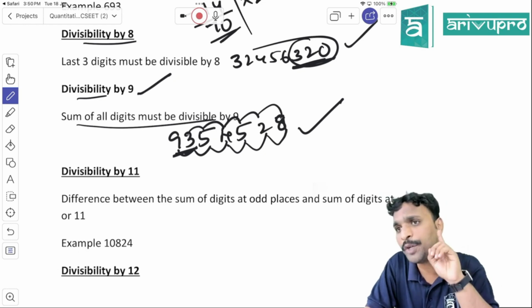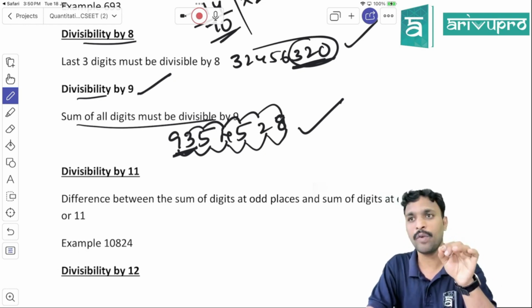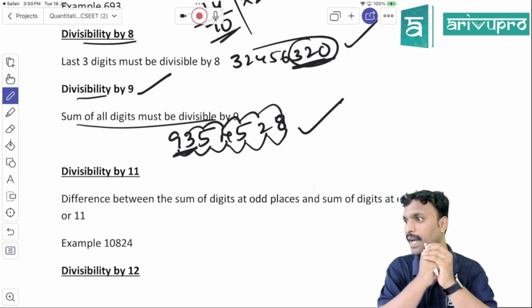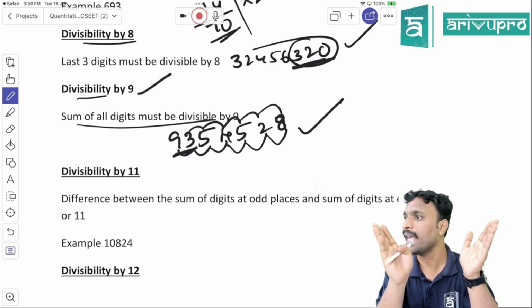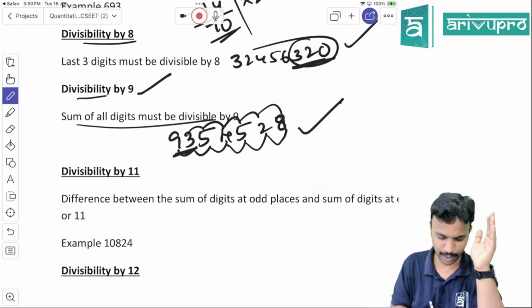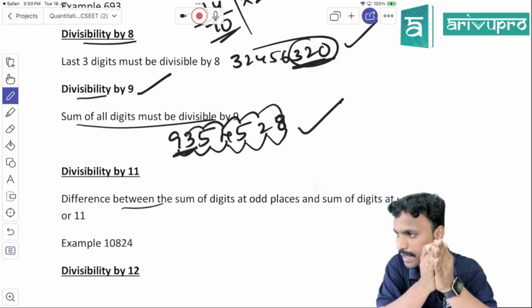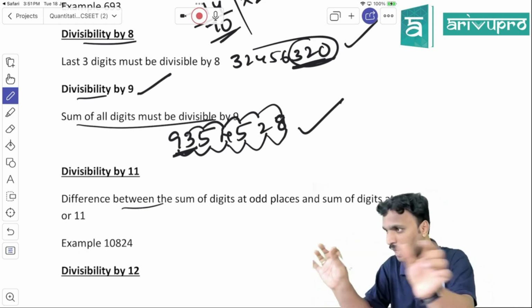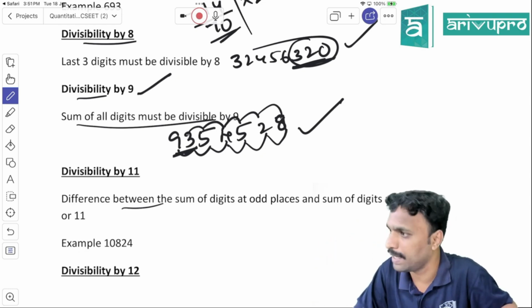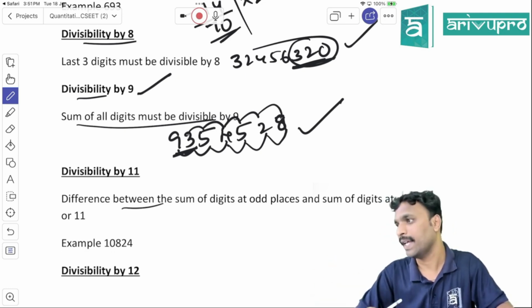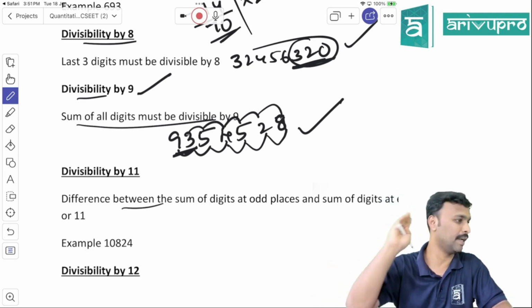For a number to be divisible by 11, first of all, take the sum of all the odd place digits, and take the sum of all the even place digits. Then take the difference between them. If the difference is either 0 or 11, then the number is divisible by 11.